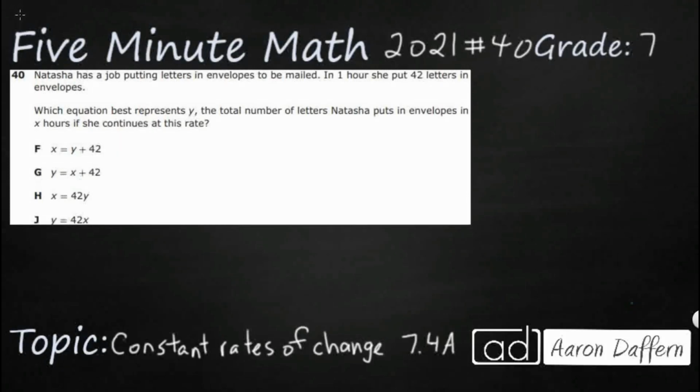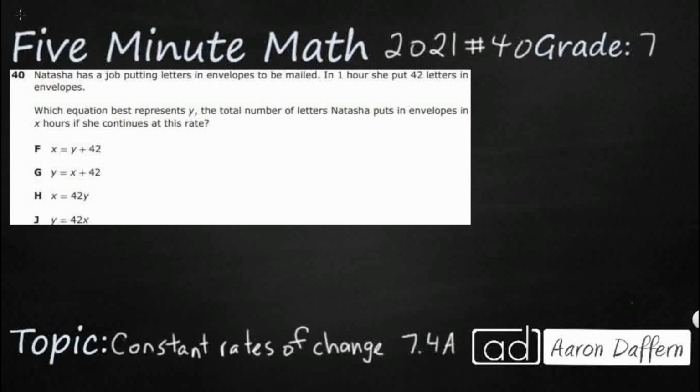Today we are looking at the 7th grade concept of constant rates of change. This is standard 7.4a in the great state of Texas, and we are using item number 40 off the 2021 released STAAR test. If you have not done so already, please go ahead and take a moment to pause the video, work this problem out on your own, unpause it, and then we will look at our answers together.